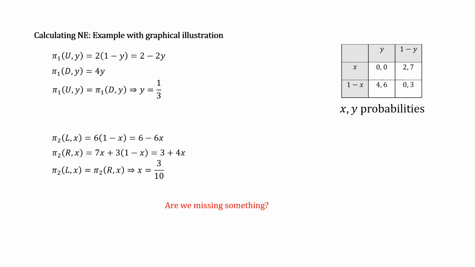But are we missing something here? We got a mixed Nash equilibrium, 3/10 and 1/3. But you can see that there are two pure Nash equilibria for this game too. So let's proceed in the next example to analyze what's happening graphically.